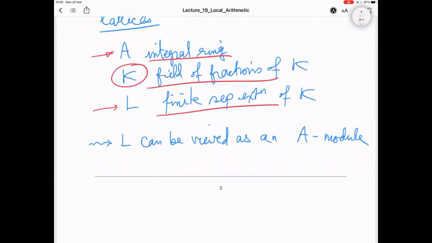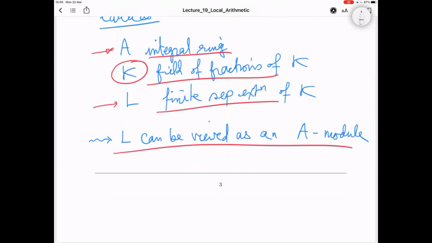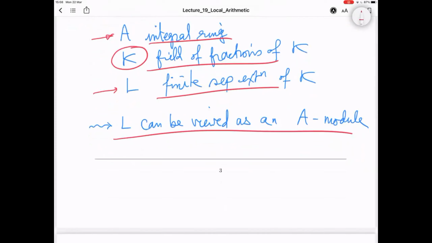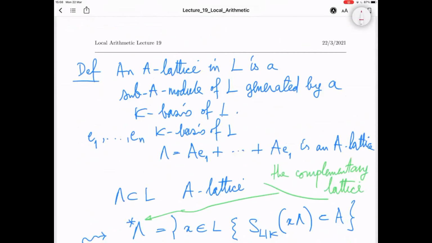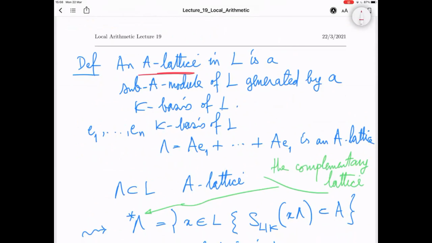Then of course this L can be viewed as a module, and I can talk about submodules of L. So an A lattice in L is a sub A module of L which is of the form AE1 plus dot dot dot plus AEN, where E1 to EN is a K basis of L.